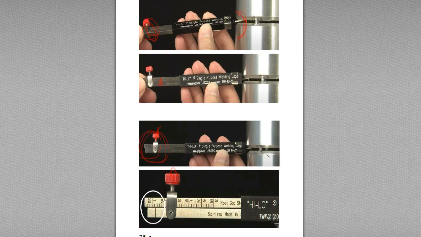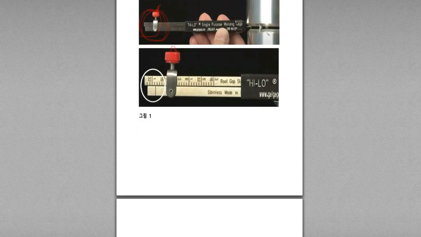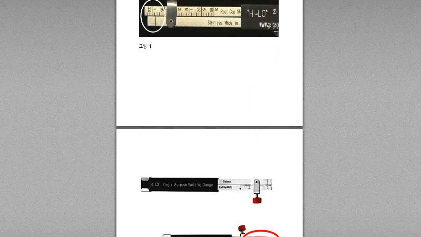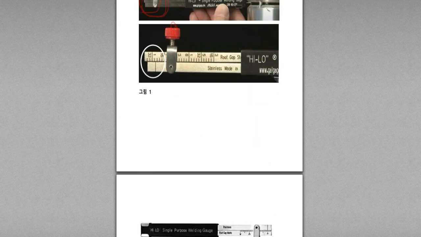You don't read this dimension here, but you just measure this amount of distance by steel ruler. Again, you don't read this 1/32 or 1/16. This is the root gap measurement reading. This is not the internal misalignment reading.